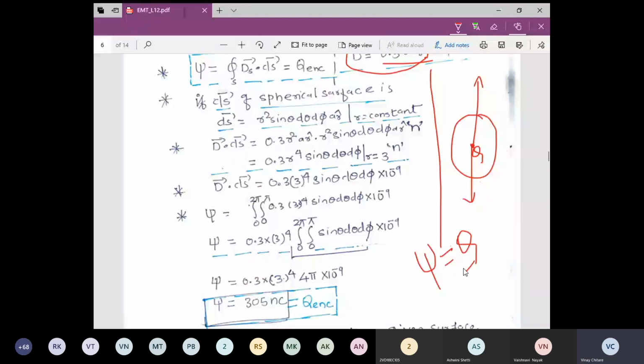And if I ask you how much is leaving a hemisphere, you could have said it is Q by 2, because the fluxes are distributed uniformly. It's Q by 2 in the upper hemisphere and Q by 2 in the lower hemisphere. If it were not distributed uniformly, if there was no symmetry, I could not have told this directly.